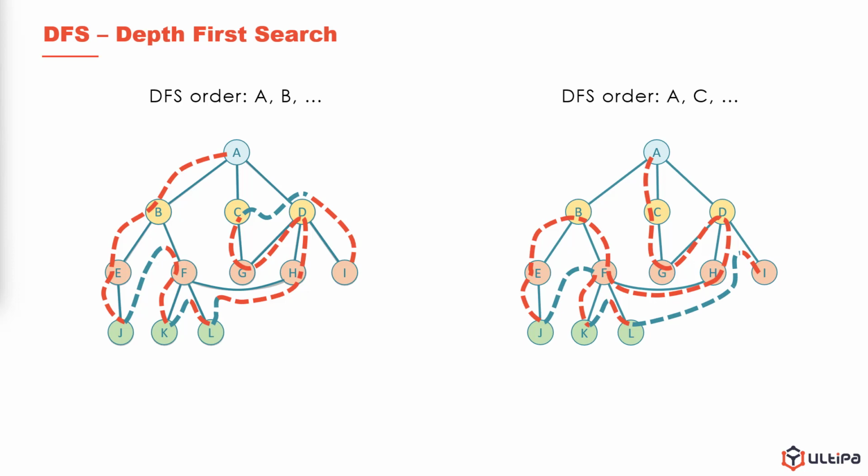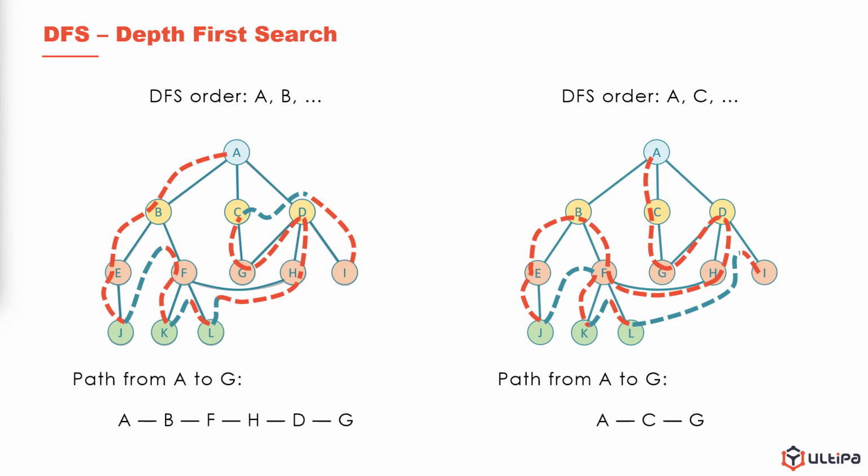Still, it hops between layers back and forth. Compare these two DFS orders by checking the paths from the root to node G. Remember to skip the branches that are backtracked. The path on the left has 5 hops, while the one on the right has 2 hops. As we know, node G is on the second layer in the tree. It is a 2-hop neighbor of the root.